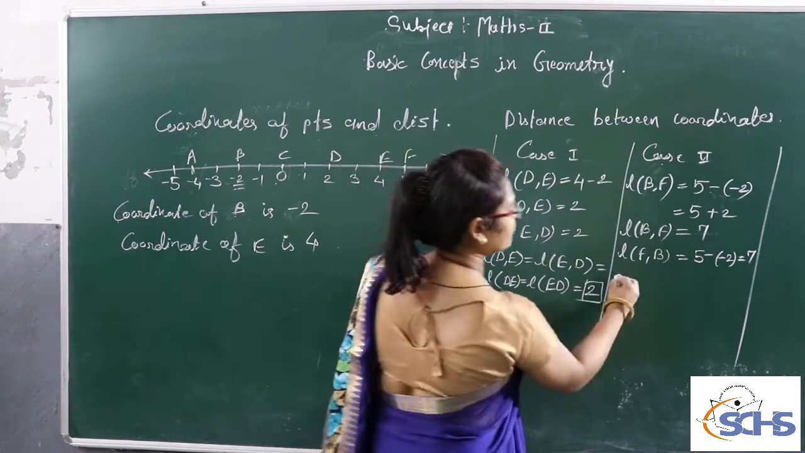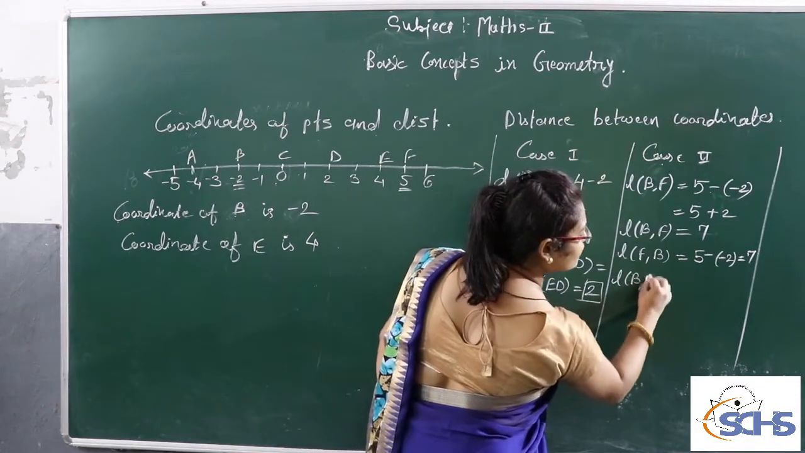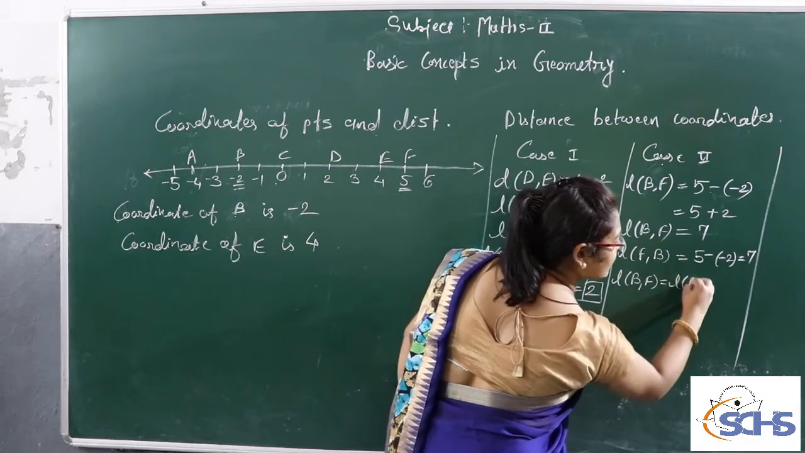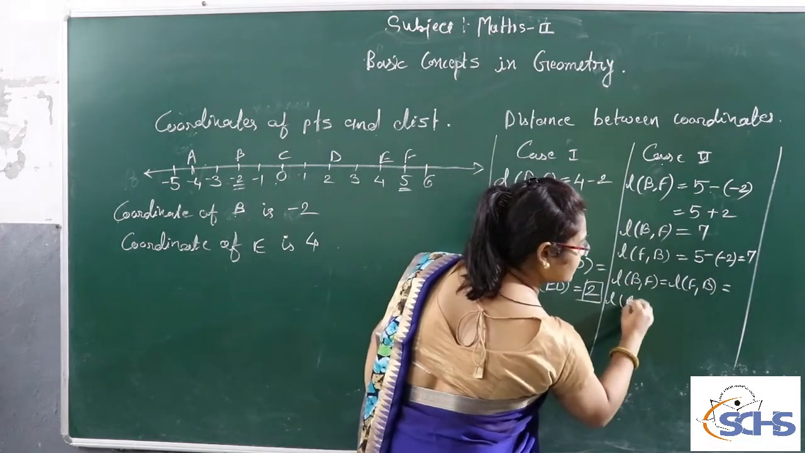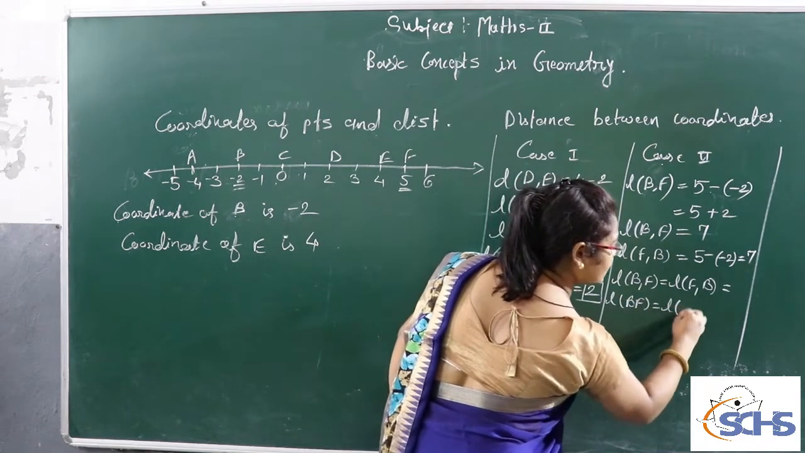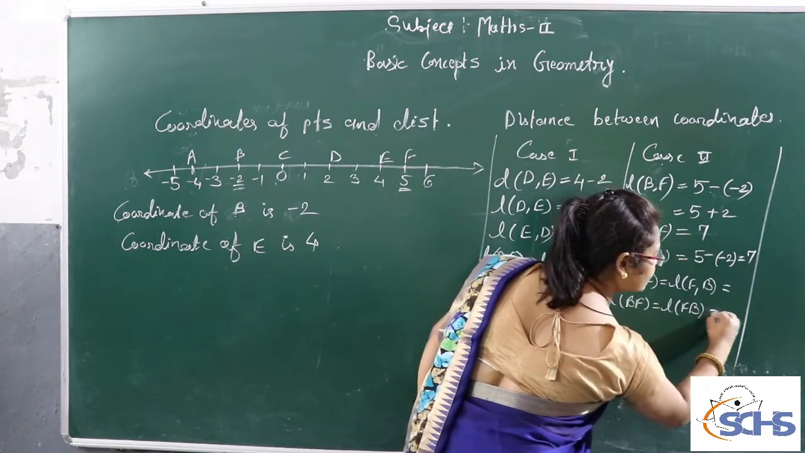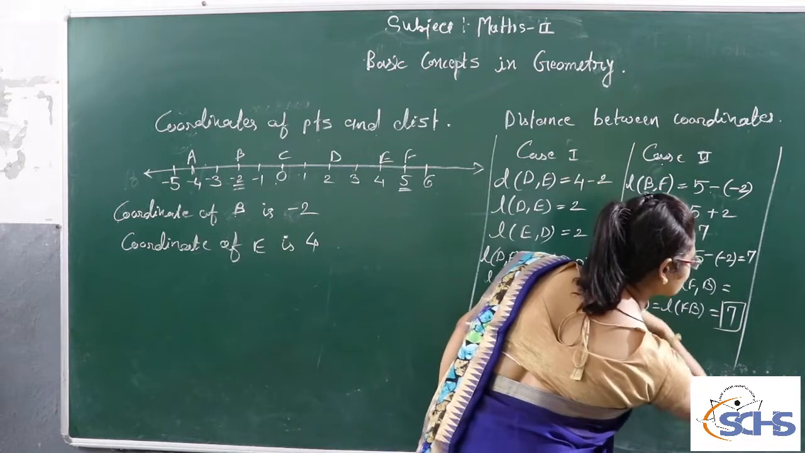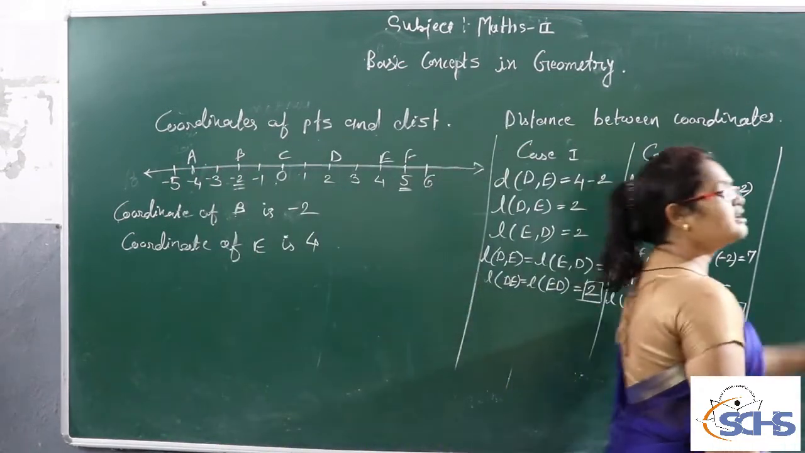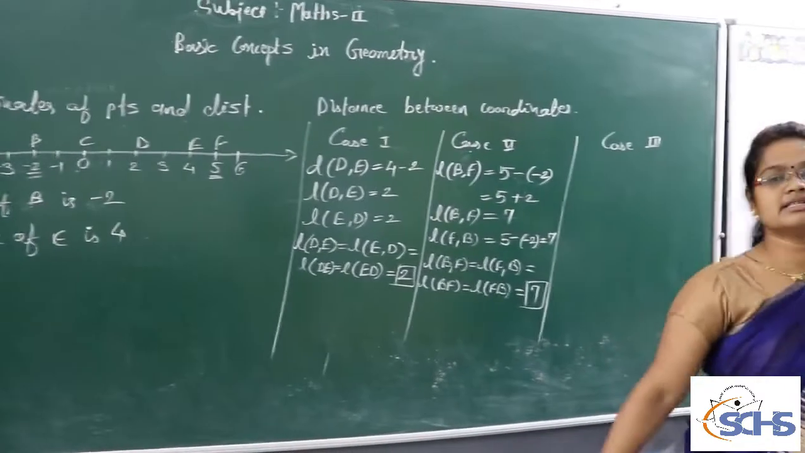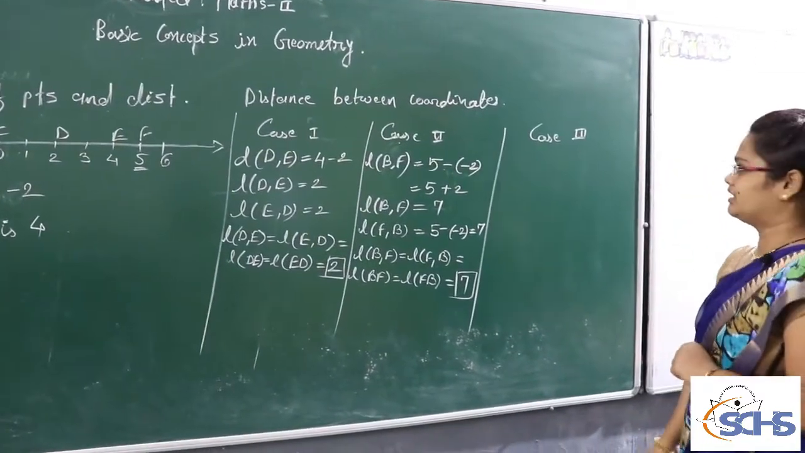That's why we can write length of BF equals length of FB equals length of BF equals length of FB is equal to 7. So see, here in this case we get a positive integer. Now in third case we will consider two negative integers.